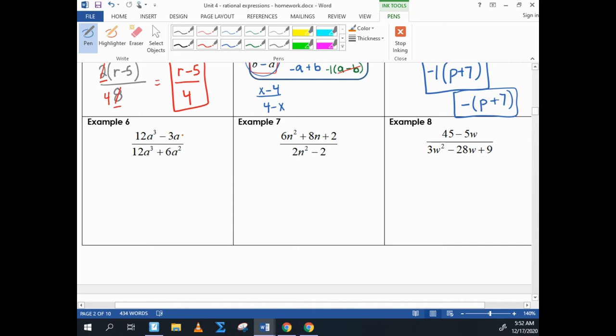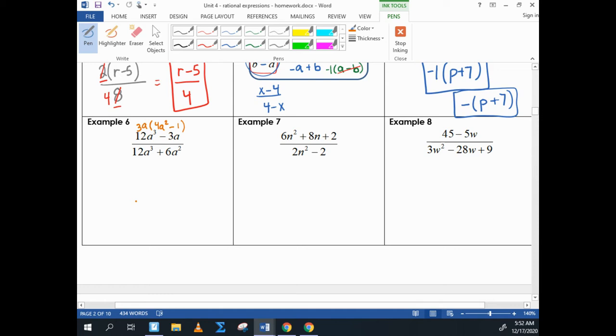I just pull out my lowest power, but they're also divisible by 3. So I can factor out a 3A from both of those terms. Then remember, I'm just trying to look to see what I need to multiply 3 with so that when I distribute it, I get 12A to the third. So 3 times 4 is 12. A times A squared is my A to the third. All right, here I'm trying to multiply 3A by something to get a negative 3A. So I'm just going to put a negative 1 right there.